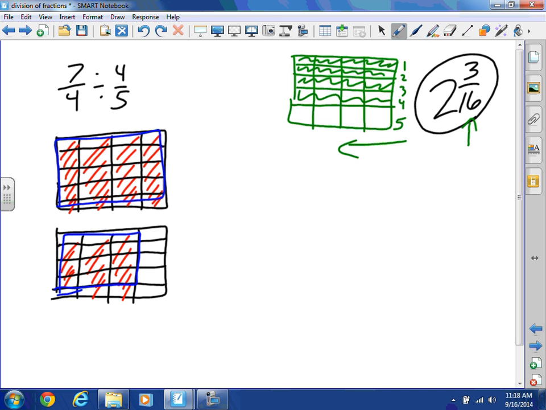Now, how many of the 16 do I have left? 1, 2, 3, 4, 5. There's 1 here, 1 here. No, how many are colored in? 3. 3 of the 16. 1 left. So I colored 2 groups of 16. I had 3 left over, and I'm coloring in groups of 16.